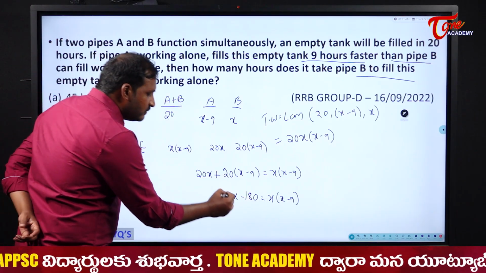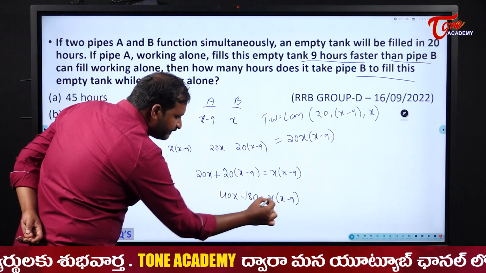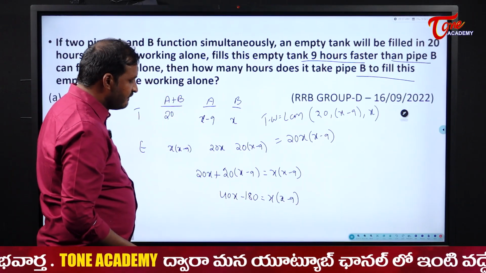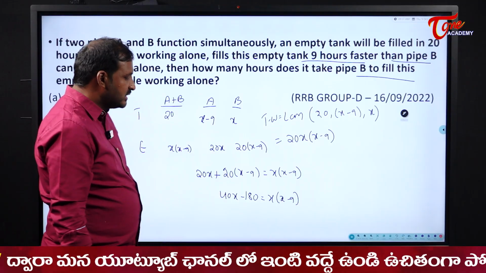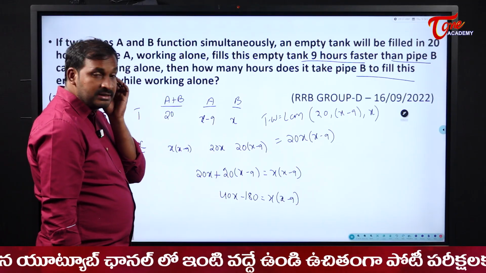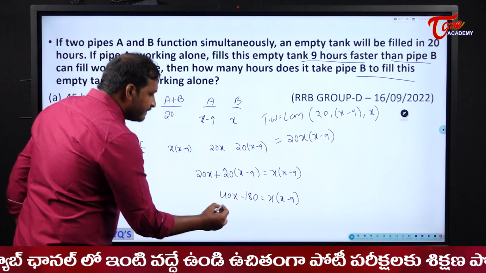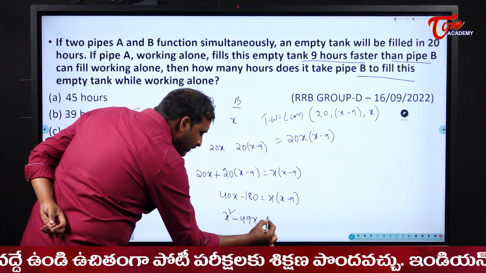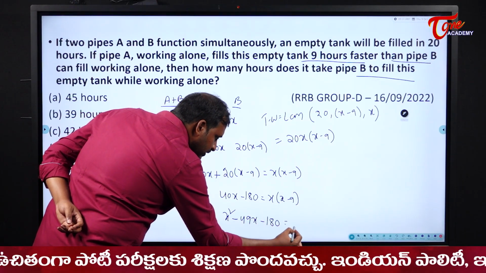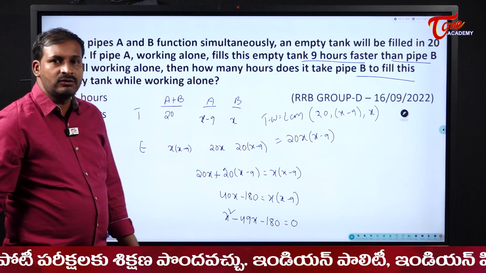If not, what we can do? Now see here, this will become what? x square minus 9x. When I send 40x to the other side, it will become minus 40x. So minus 40x and minus 9x, what does it become? x square minus 49x plus 180 is equal to 0.